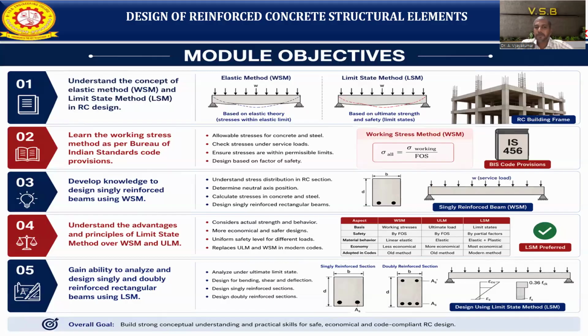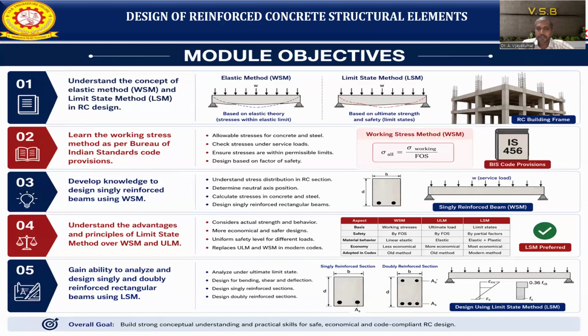For that we can calculate the stresses in the concrete as well as the steel. Then we can identify the design of the singly reinforced rectangular beam, then doubly reinforced rectangular beams. Okay, so next consider the actual strength and behavior of the structure, and then only we can conclude whether our structure is an economical and safe design.